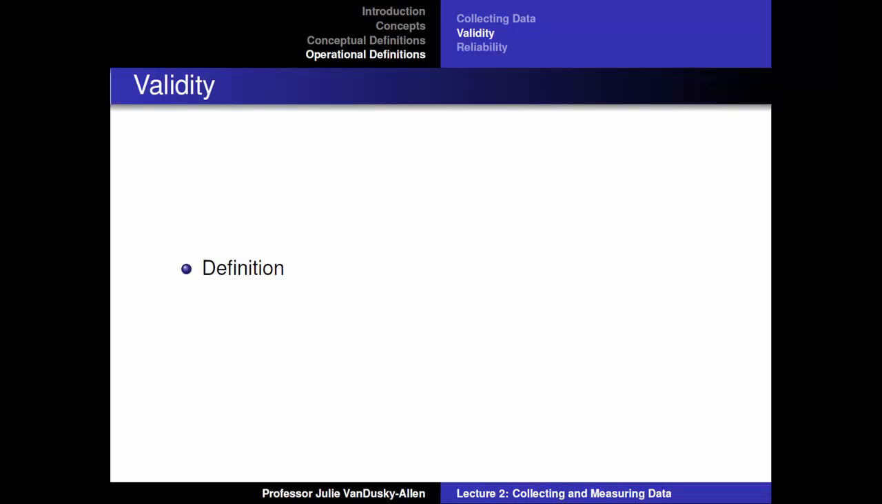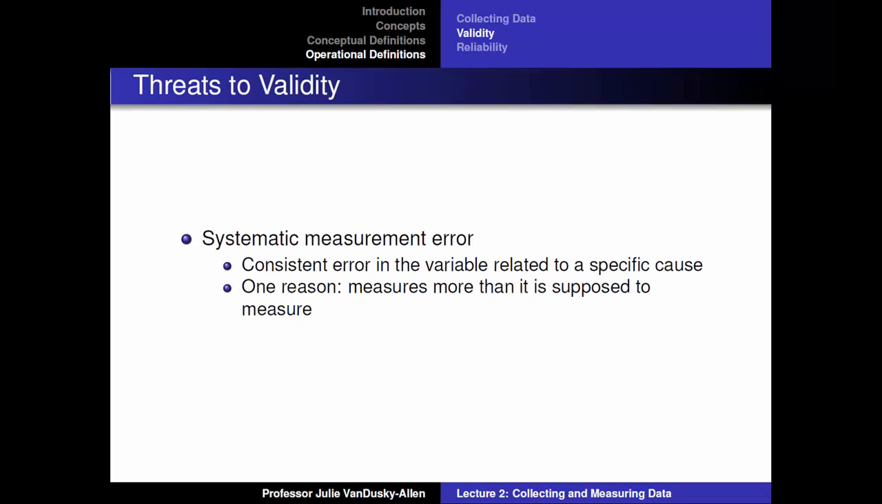After we collect our data, we have to review our variable to make sure we are measuring what we want to measure. A variable is valid if it measures the concept it intends to measure. It is invalid if it does not measure the concept it intends to measure. There are several reasons why a variable may be invalid. For example, systematic measurement error occurs when we create an operational definition that consistently mismeasures our concept for a specific reason. One reason could possibly be that the variable measures more than we think it measures.